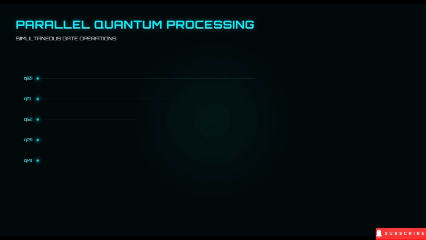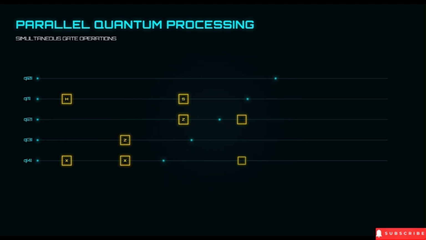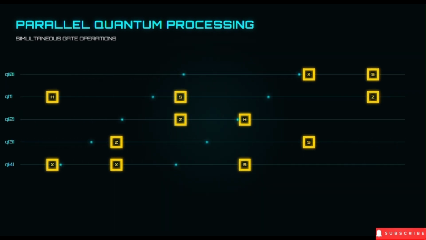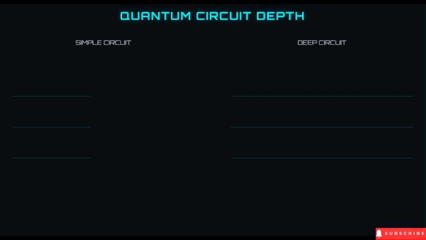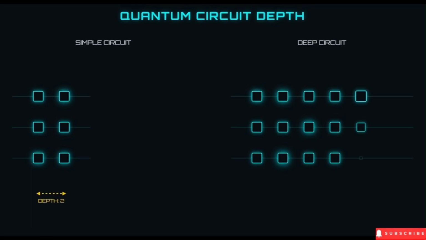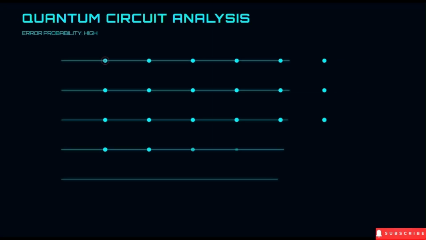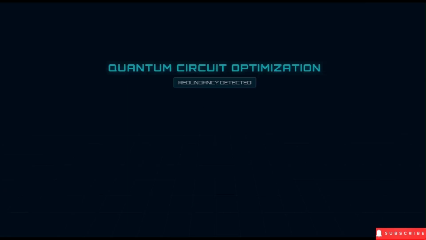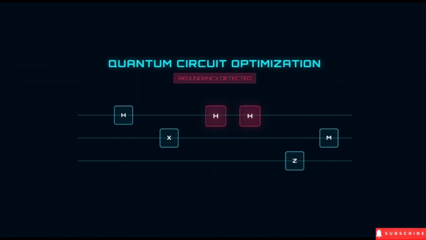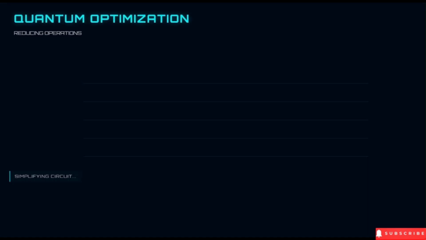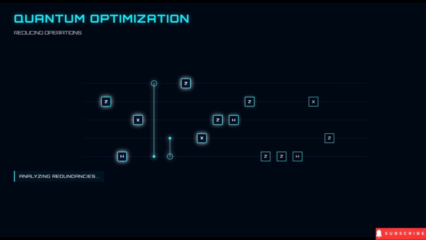Some operations can happen at the same time, allowing quantum computers to process information efficiently. Scientists measure complexity using circuit depth, the number of sequential layers needed to complete a computation, sensitive to noise. Longer circuits increase the risk of errors. Engineers therefore optimize these complex circuits to maintain performance, reducing unnecessary operations to improve reliability.